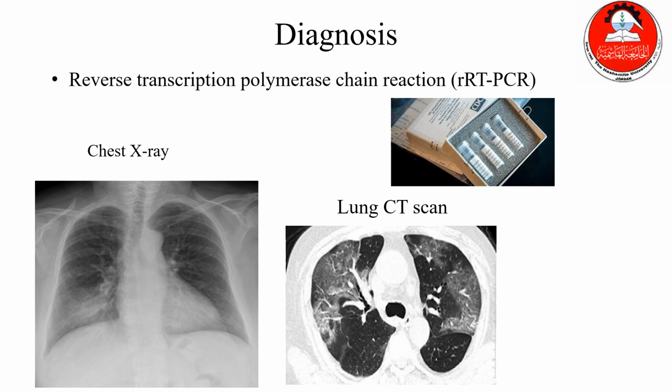The lung CT is considered a very good tool for the diagnosis of COVID-19 infection in the lungs, and it is seen as a ground glass appearance. If you can see here, the ground glass appearance seen here is what you see in the lung CT, and that represents pneumonia or infection in the lung parenchyma.